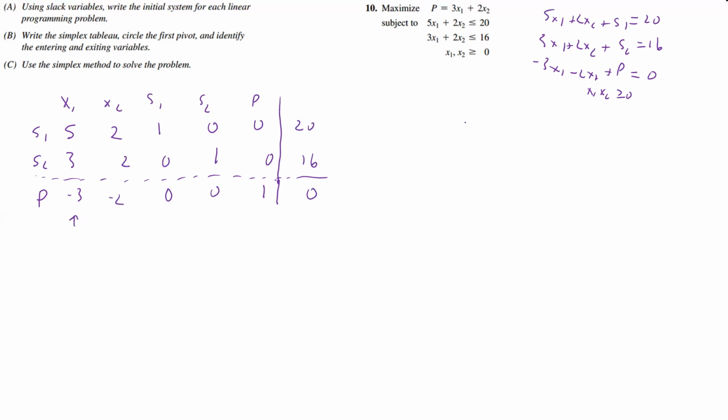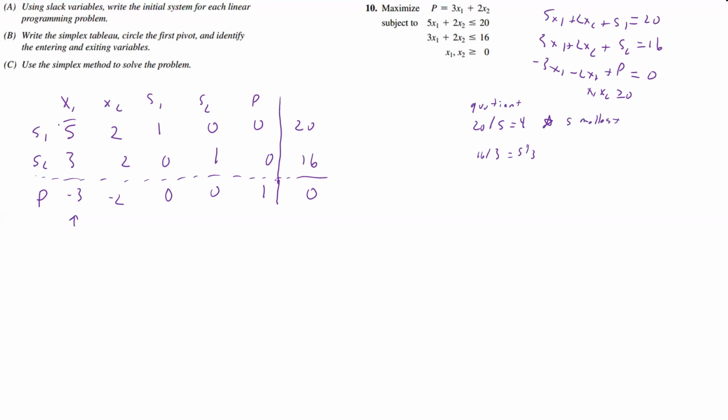And now we're going to look at the quotients, because that's how we find which one is the circled variable. We take our 20 divided by 5, which is 4. We're just taking this value divided by this. Now we'll take 16 divided by 3. That's 5 and a third. And we want the smallest. So that's the smallest.